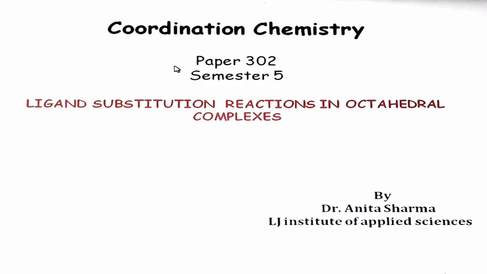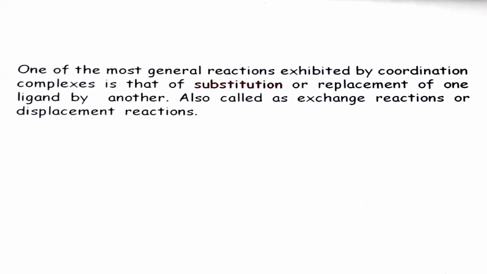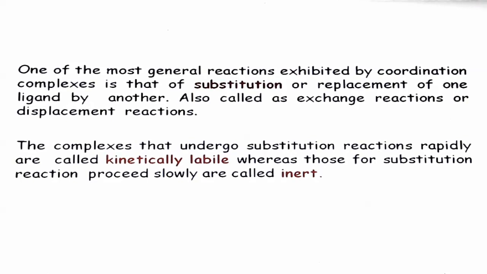So let's begin. Coordination Chemistry, Paper 302, Semester 5. In this video, we are going to discuss ligand substitution reactions in octahedral complexes. Substitution reactions are very common in coordination complexes because one ligand is replaced by another ligand. And for the understanding of substitution reactions, we should know the meaning of labile and inert complexes.